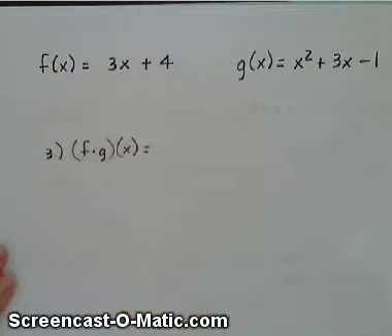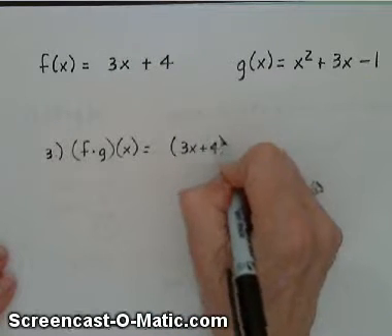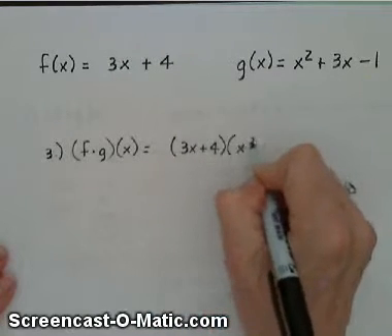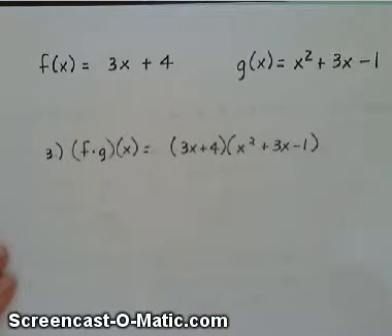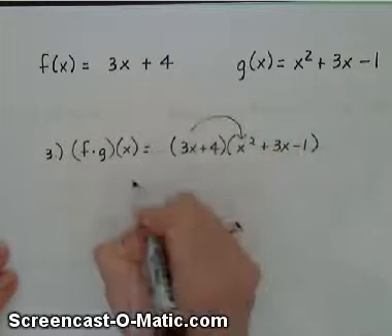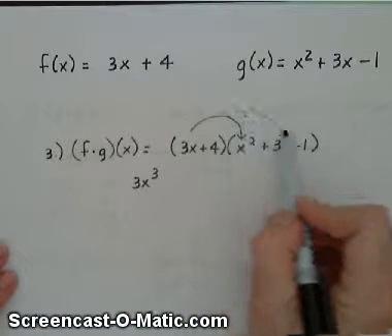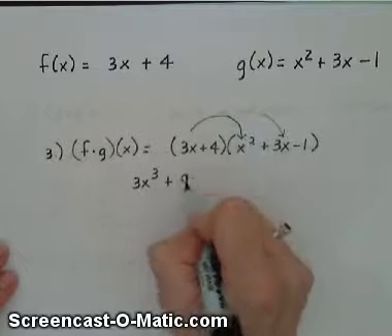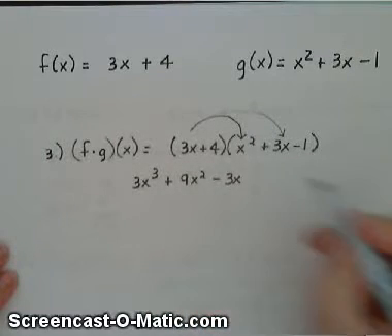And that says, take the f function, multiply it times the g function. So let's do the f function, 3x plus 4, multiply it times the g function, x squared plus 3x minus 1. Now there is no shortcut for this. This is 2 parts times 3 parts. You're going to get 6 parts. Don't be ashamed to draw arrows. 3x times x squared is 3x cubed. 3x times 3x is 9x squared. And 3x times negative 1 is negative 3x.